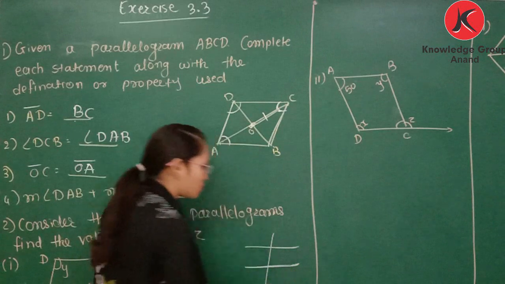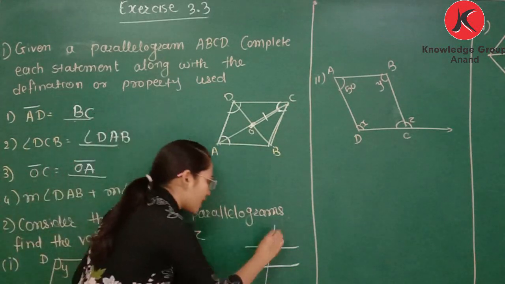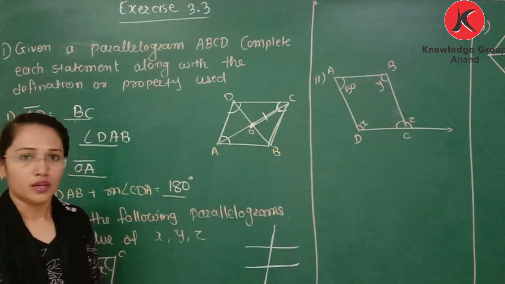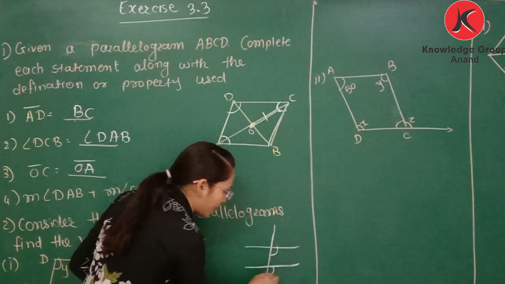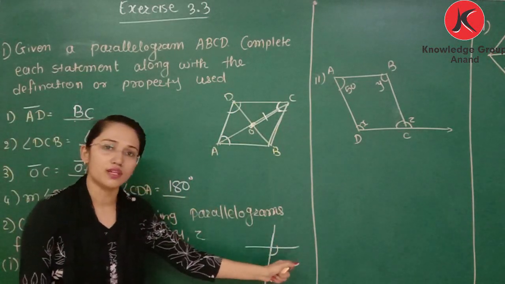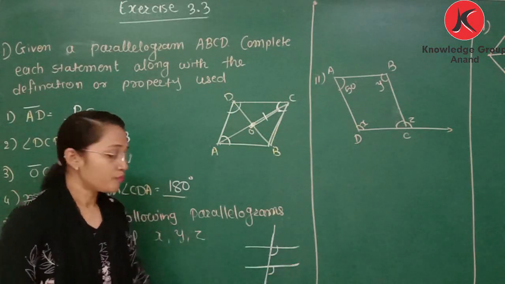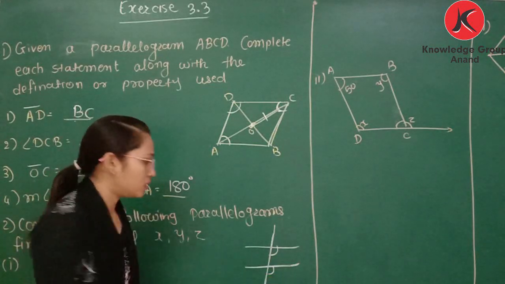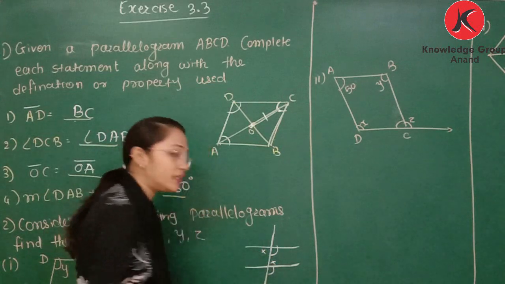If these two are the parallel lines and this is the transversal, okay, then this angle will be called corresponding angle, or you can say angle on one side of transversal. Right? What do we call this? Corresponding angle. These angles are called alternate angle.